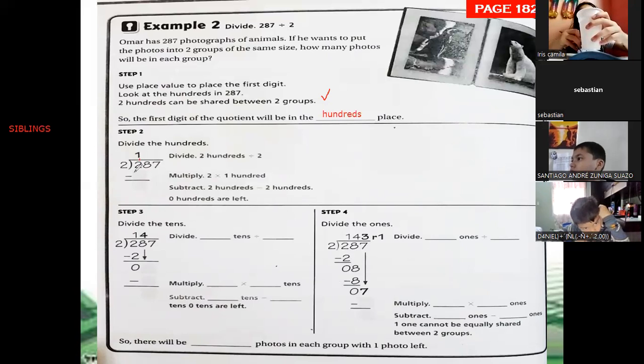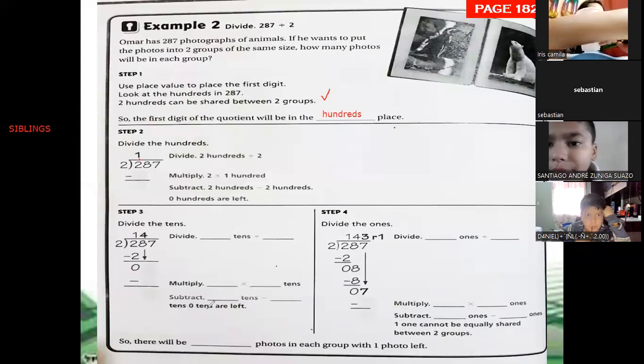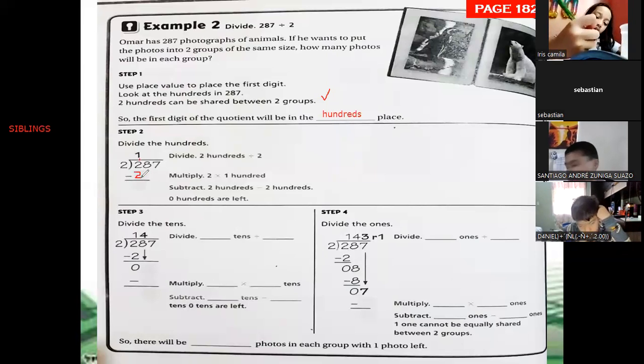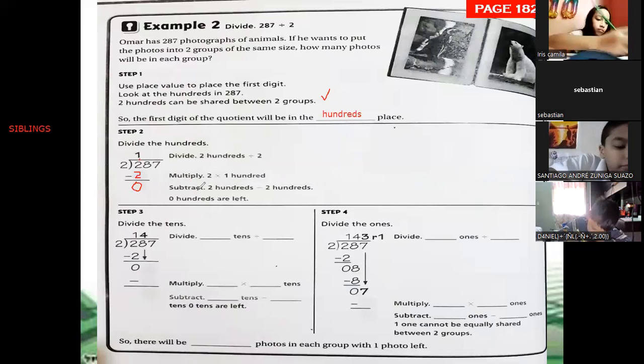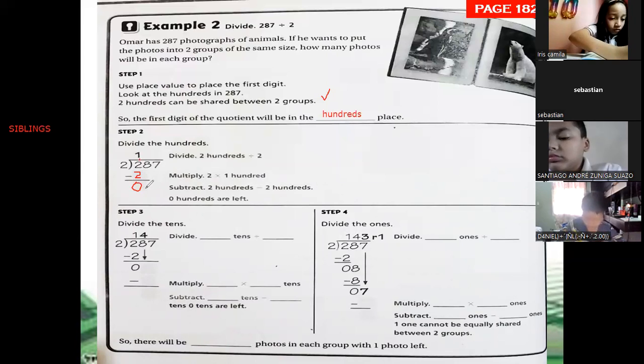2 times 1, guys. 2 times 1 is 2. And I was saying at the beginning of the problem that the table of 2 is the easiest one. You are not answering. Okay, 2 times 1 equals 2. 2 minus 2? 0. So that's what we did here. We subtract 200 minus 200. 0 hundreds are left.